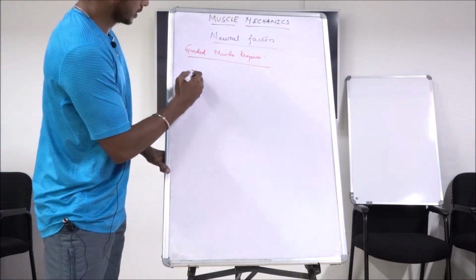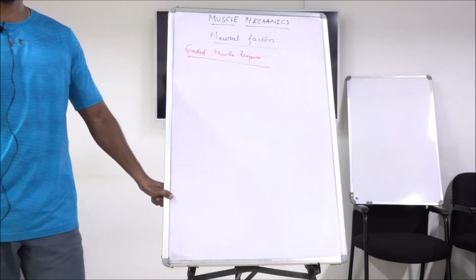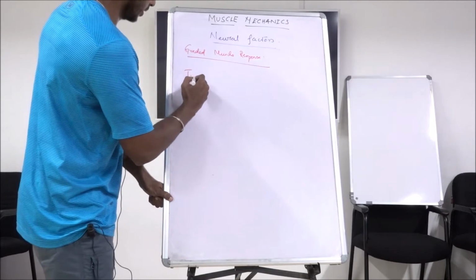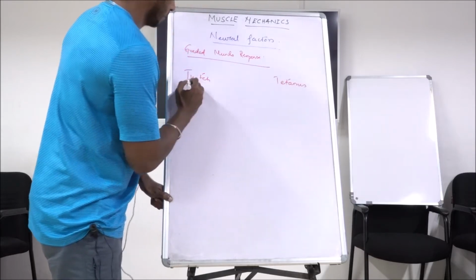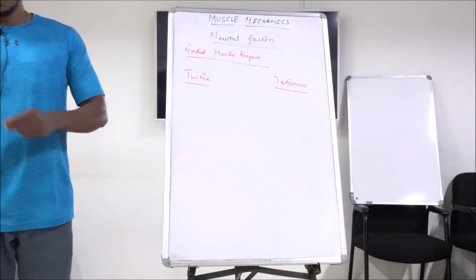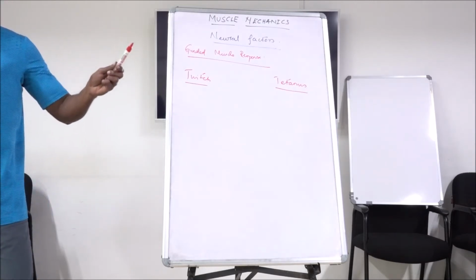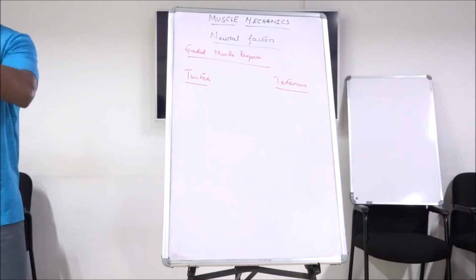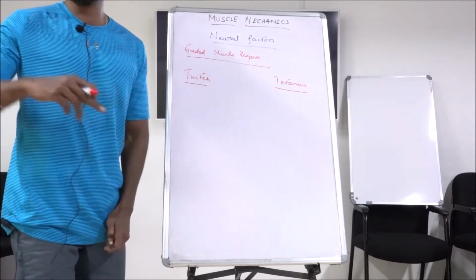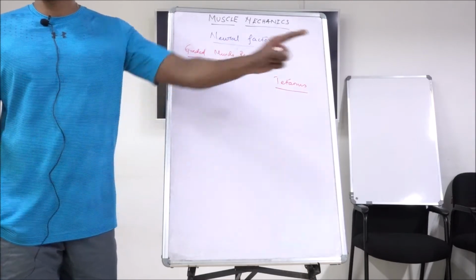So graded muscle response. To understand this, you need to have two important factors. One is twitch response, the other one is tetanus. You must have heard, right? Twitch and tetanus. So twitch means what? When a muscle responds to a single stimulus. Basically twitch is nothing but a rapid quick contraction of a muscle which responds to a single stimulus. And tetanus responds to multiple stimuli, 2 or 3 stimuli. When it stimulates the muscle fiber, that is called the tetanus.